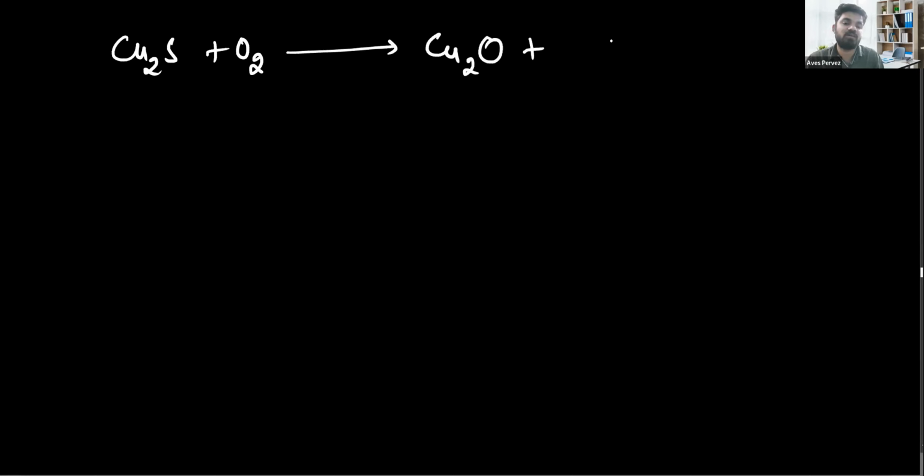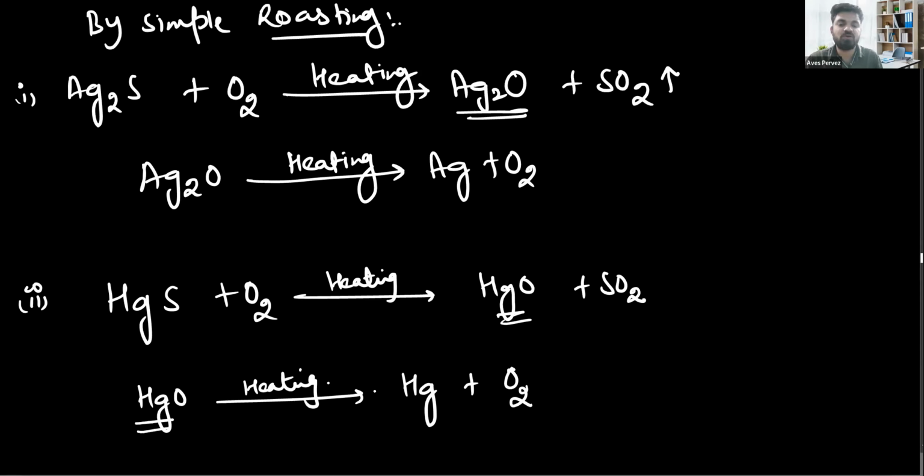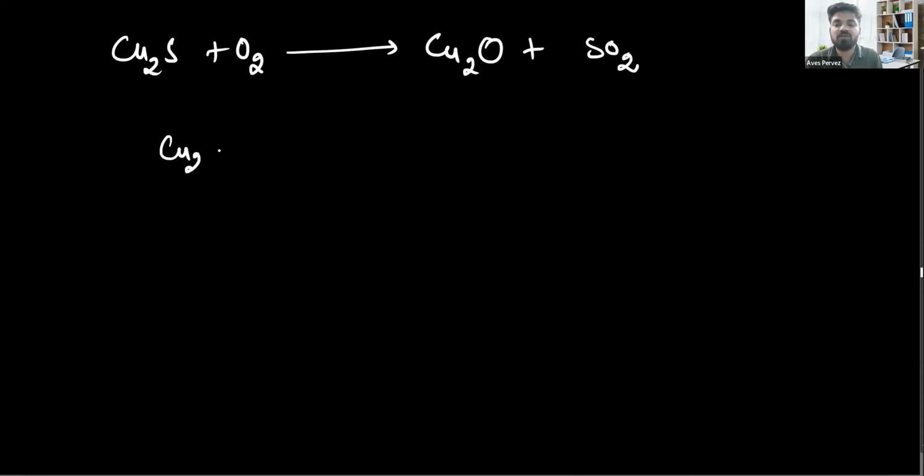If I talk about the next one, if I have Cu2S, copper sulfide, when it reacts with oxygen it gives you copper oxide plus sulfur dioxide gas. And like in the previous class, in the next step this is going to be heated. But in this case, if you only heat it, it is not going to give you Cu and O2. It requires a reducing agent.